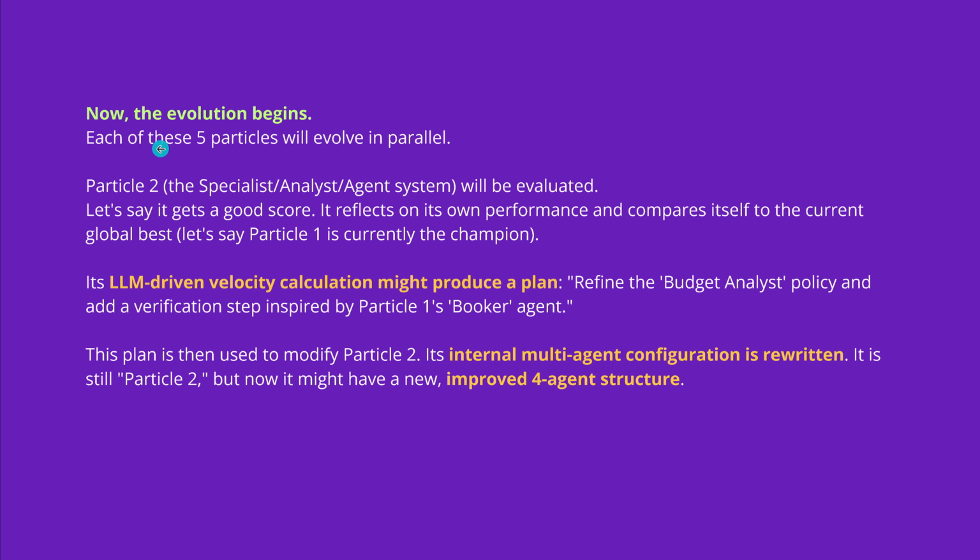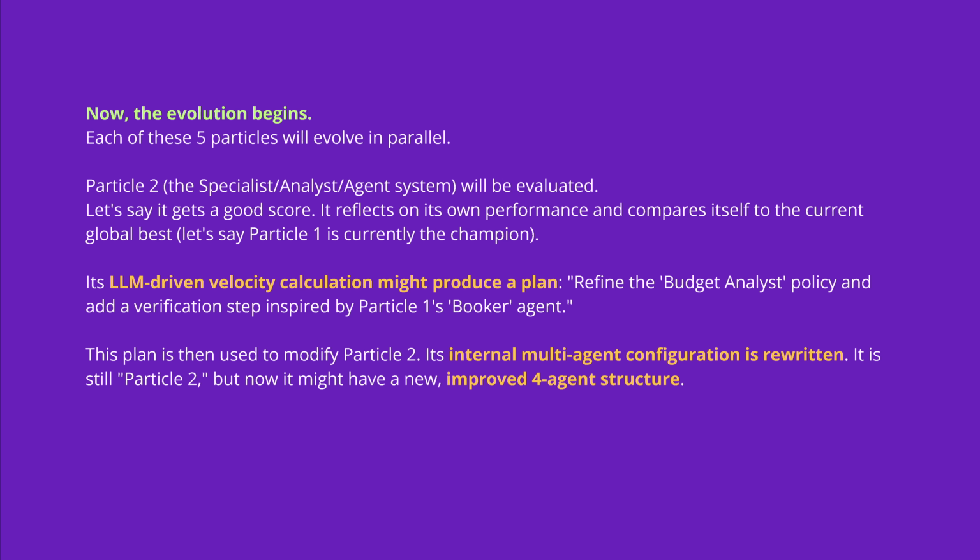And now, let's say we are at particle 2, we have 3 agents, and we evaluated whatever was the idea. And it gets a good score, né? So it self-reflects on its own performance, it compares its performance to the current best leader in the swarm, and then the LLM-driven velocity calculation might now produce a plan, looking here at the champion in the swarm and says, refine the budget analyst policy and add a verification step inspired by particle 1, our champion, booker agent. So agent-to-agent mesh communication, everybody talks to everybody.